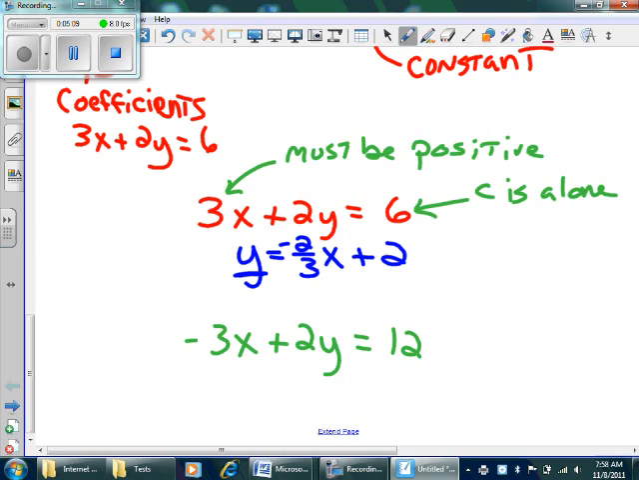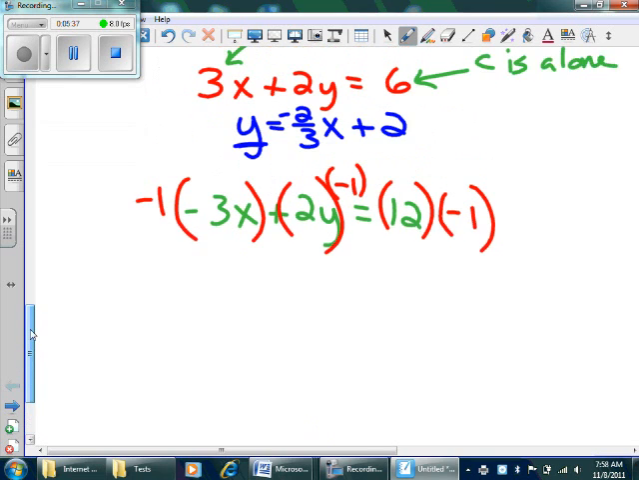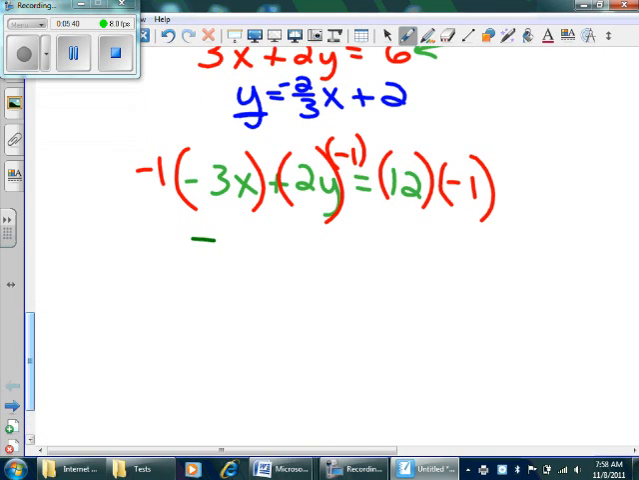Real simple thing to get me in standard form, and I'll bet you could tell me. Go ahead and pause and see if you know how to get that negative 3x to turn into a positive. If you said you were going to either multiply or divide the equation by -1, you are correct. Please note you must multiply or divide all three terms by -1. My new equation ends up being positive 3x minus 2y equals -12. And now I am in standard form. Why? Because the 3 is positive. The coefficient on x must be positive. The A term must be positive.